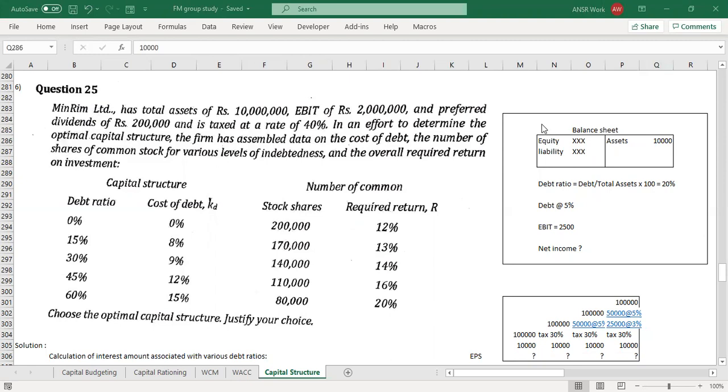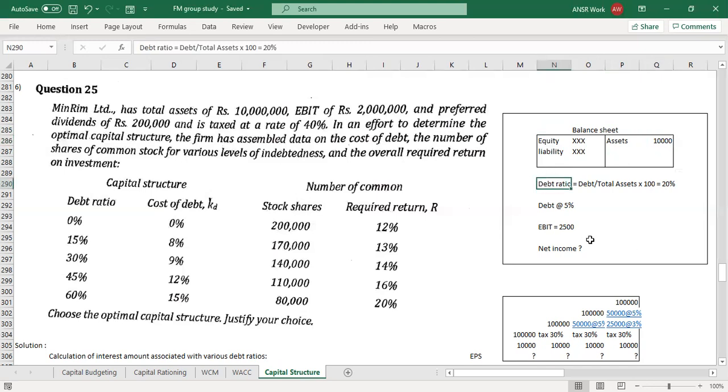All right. Now here is a small example that I want to take up. Suppose we have a small format of balance sheet here, and on one side, equity and liability. Then the other side there will be assets. And in this small example, I'm giving a value of the assets as 10,000.